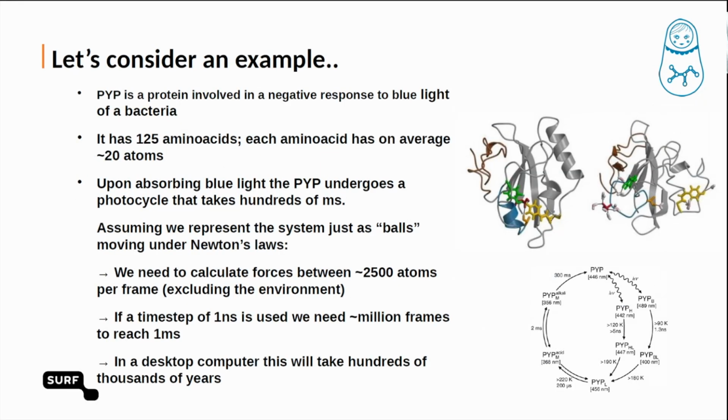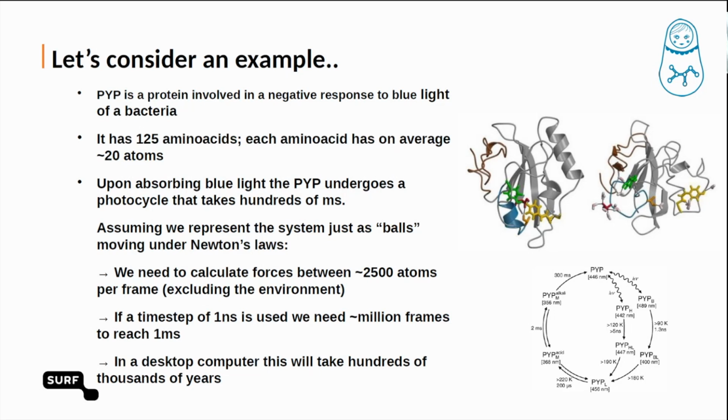Let me give you a very brief example. This is a PYP protein. It's a photoactive protein involved in the response of a bacterium. Basically, when blue light hits this protein, it creates a reaction where something gets protonated. I'm not going to go into details. It means that the charge in a specific pocket changes, and that makes the whole protein unfold. This unfolding actually triggers the bacterium to run away from the blue light. So it's super interesting.